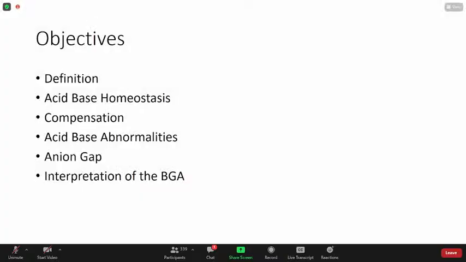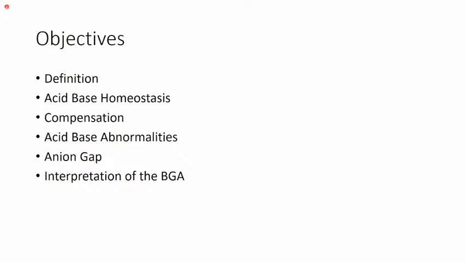What do you need to know by the end of this lecture? Number one, you need to define what an acid is, what a base is, what is pH, and what is normal pH. Then you need to understand what normally occurs for acid-base homeostasis. What are the mechanisms which keep your pH within normal range? After that, you need to understand compensatory mechanisms. What do we mean by compensation?